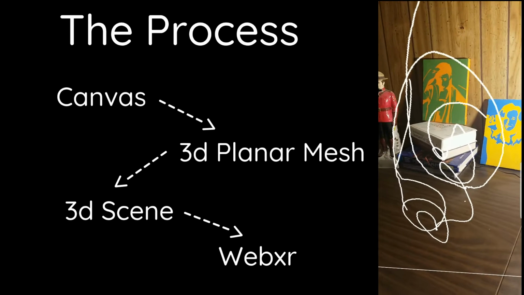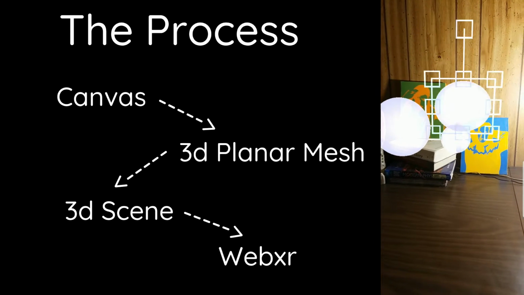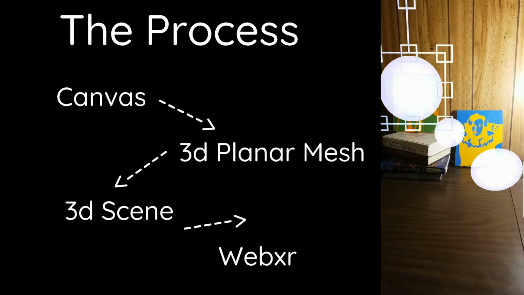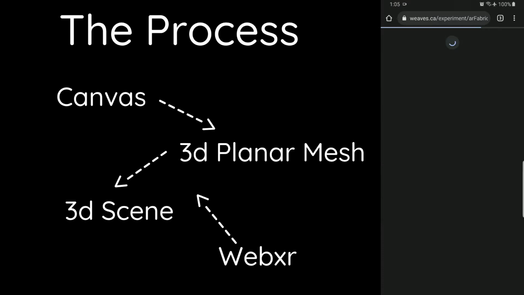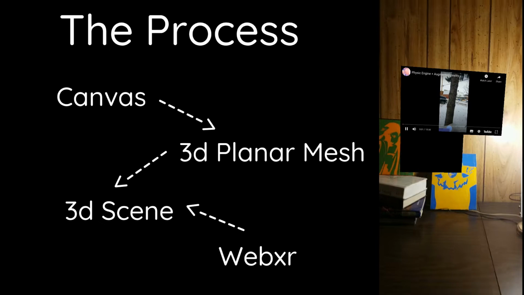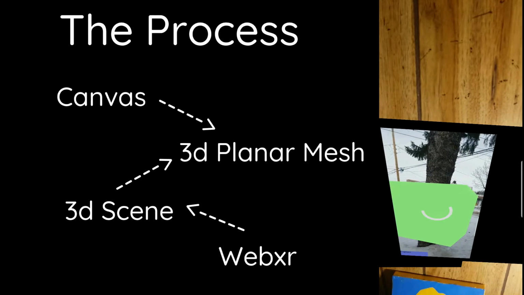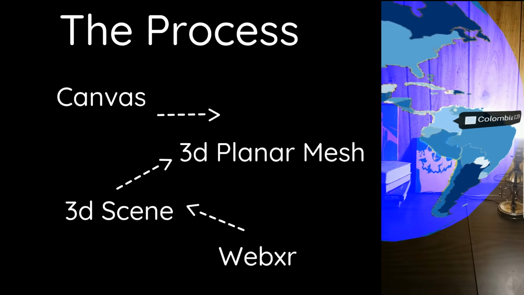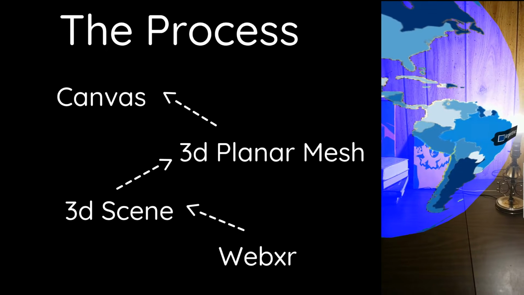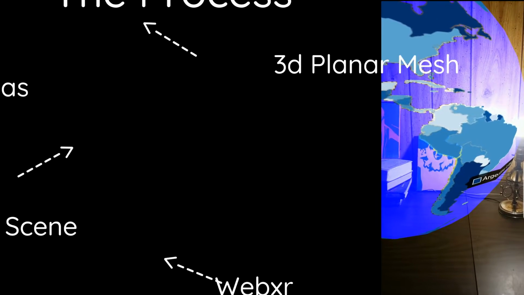And to get interactivity, you basically follow the chart backwards. So you start with the camera position, which is from WebXR. You put that into the scene, you find out where the position of the mesh is, you find out which position it intersects with on that mesh, and then you click that onto the canvas. So interactivity is basically the opposite of this graph.